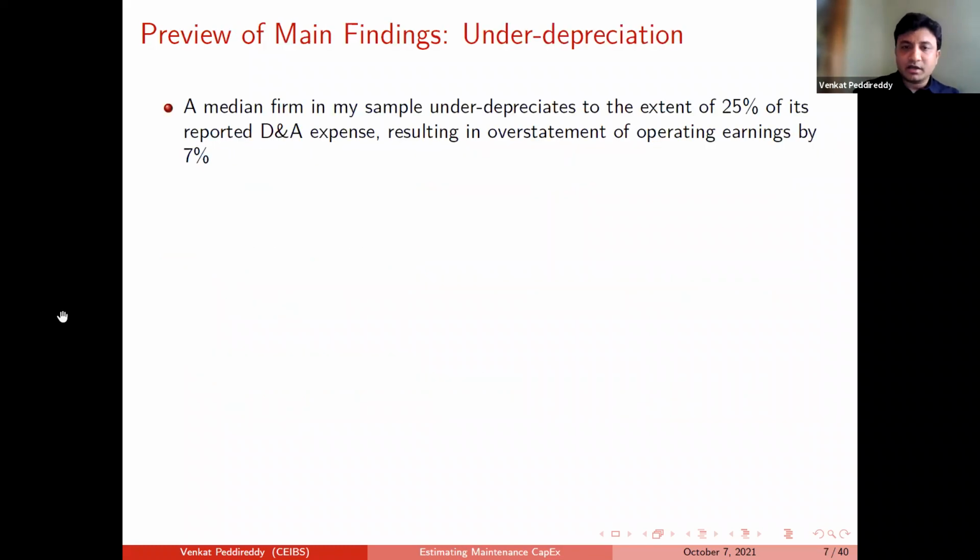Now, what do I find using my estimate of maintenance capex? I find that in my sample, the firm which under-depreciated.